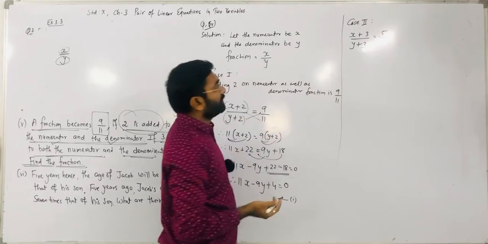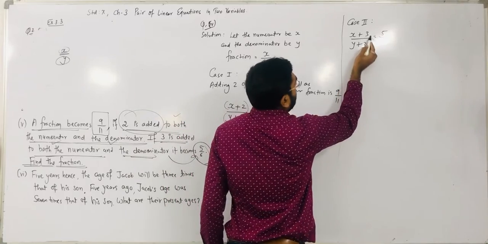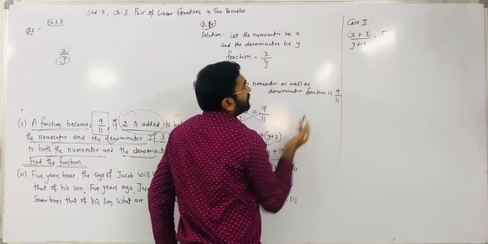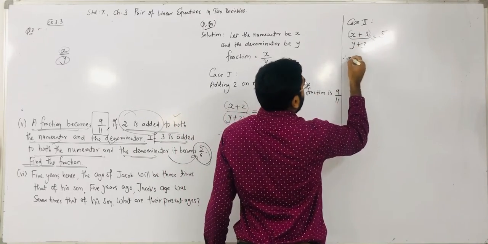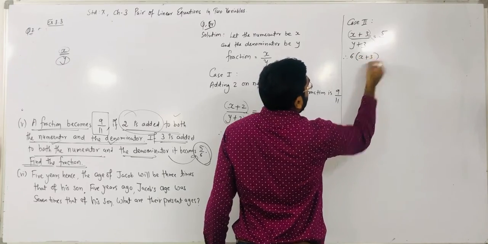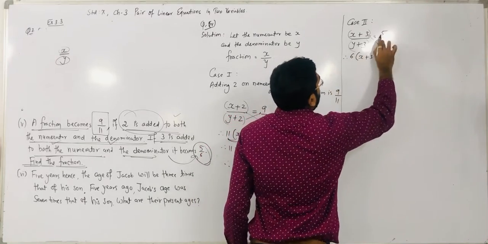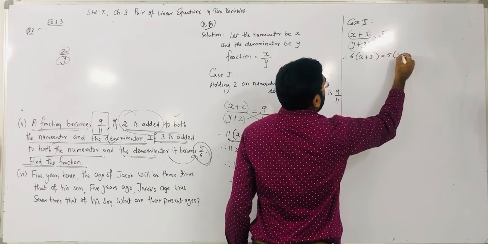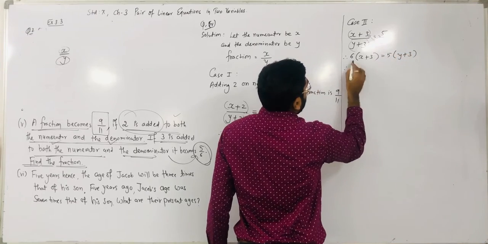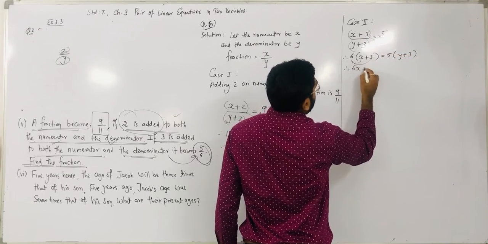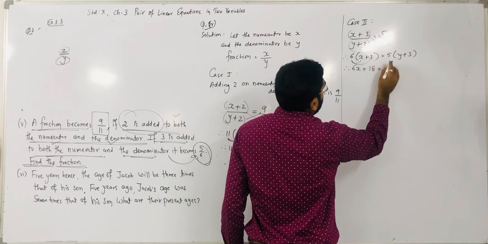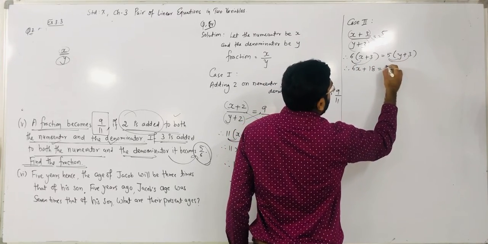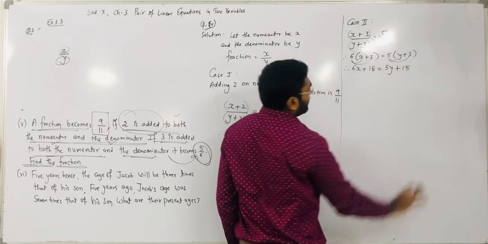Okay, in the same way we have to make the equation, write the cross multiplication. Here are two terms, so we have to multiply 6 with that bracket. 6 is multiplied with x plus 3. Here the other term is multiplied with 5 times y plus 3. So 6 is multiplied inside the bracket, so 6x plus 6 into 3 is 18. This 5 is multiplied inside the bracket, so 5y plus 15.